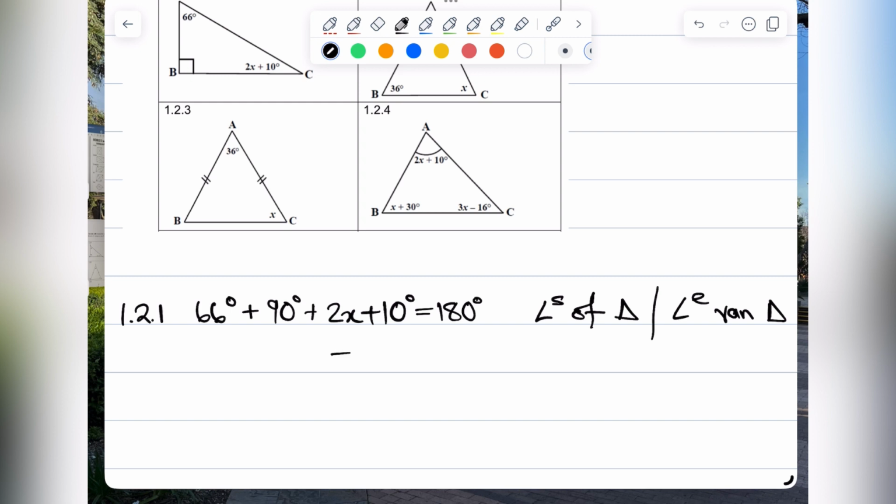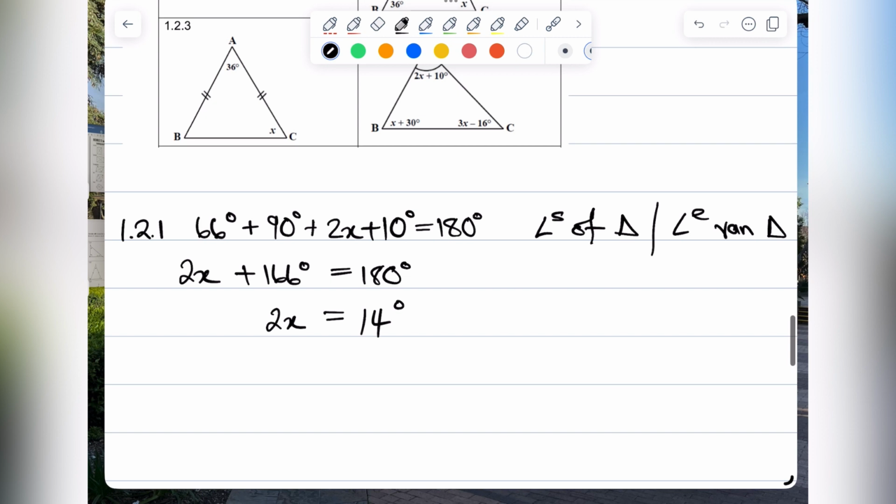So solving the equation, we of course are wanting to add up all the numbers and take it over to the right hand side, or subtract it from the left hand side basically. So I will have 2x, and then I'm going to add up 66 plus 90 plus the 10 degrees, and that gives me a total of 166 degrees, and that of course is all equal to 180. I will then subtract 166 from both sides. I will get then 2x is equal to 180 degrees minus 166, and that gives me 14 degrees.